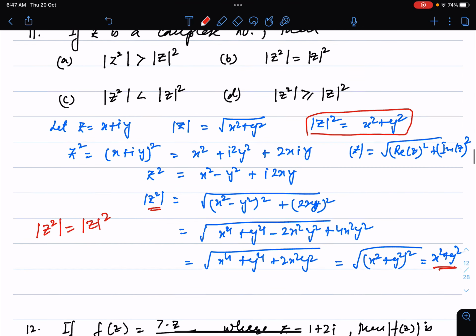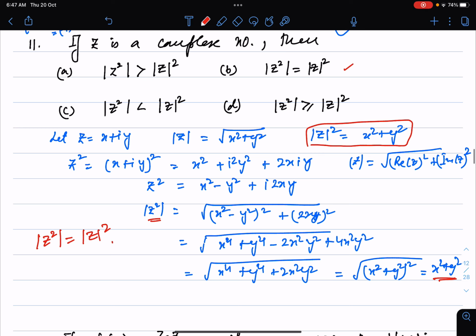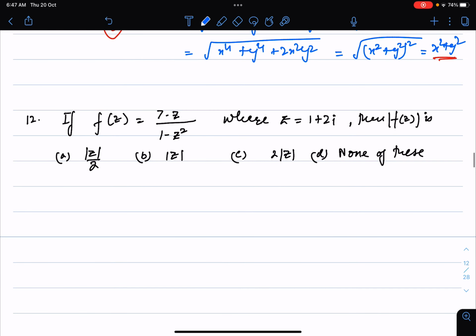Let us check the option. So B option is there. B is the correct option. Coming to question number 12.